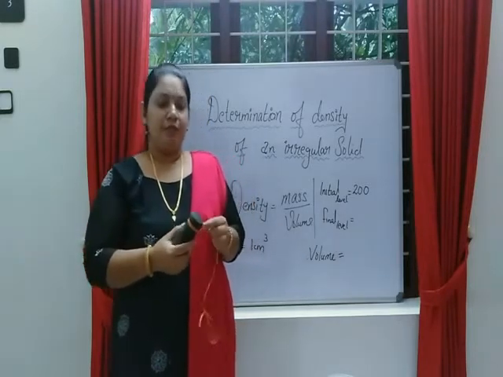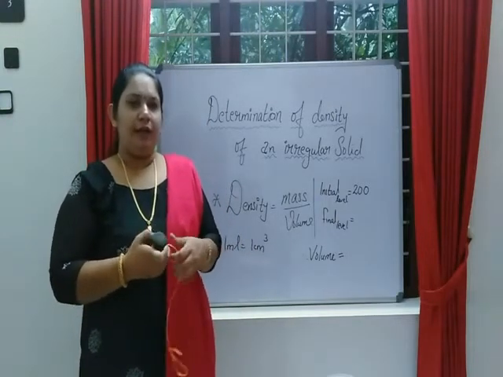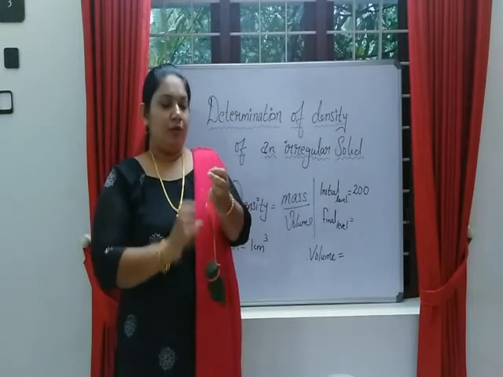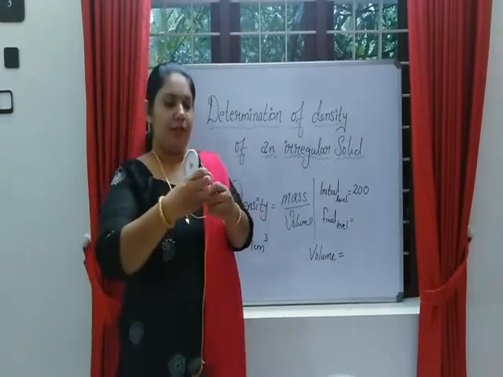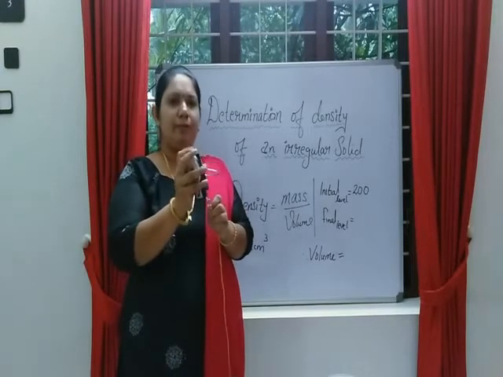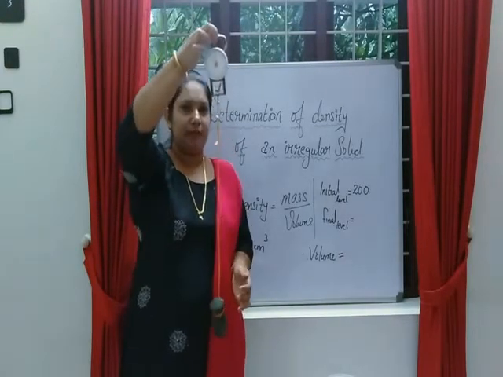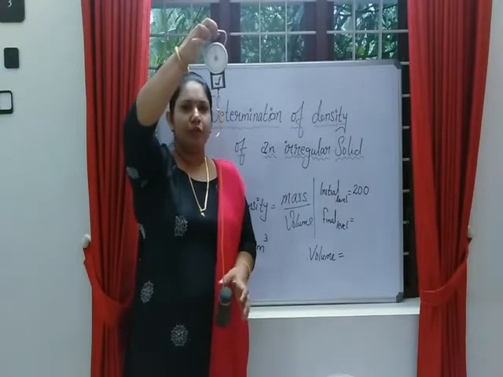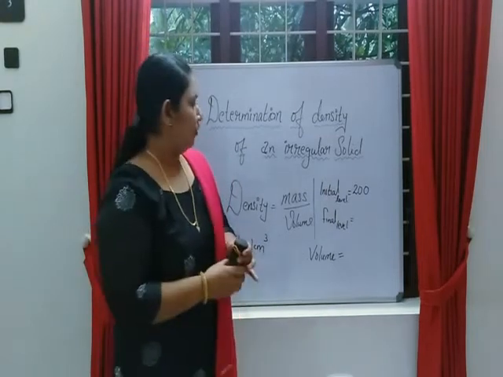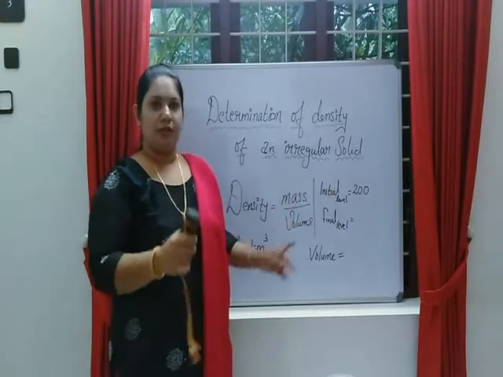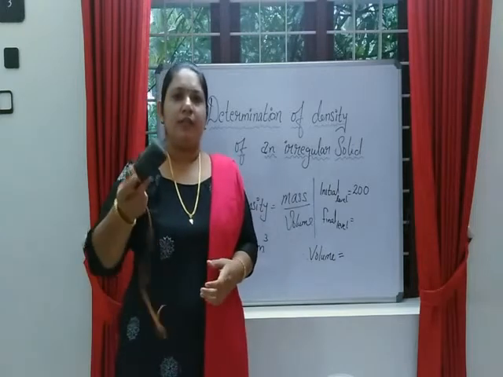For this, we will use a displacement method to find the volume. First we have to find the mass of this irregular object using the spring balance or beam balance. Right now I don't have the beam balance, so I am using a spring balance to measure the mass of the given object. After measuring the mass, we will note it. Second step is to find the volume of this irregular object.